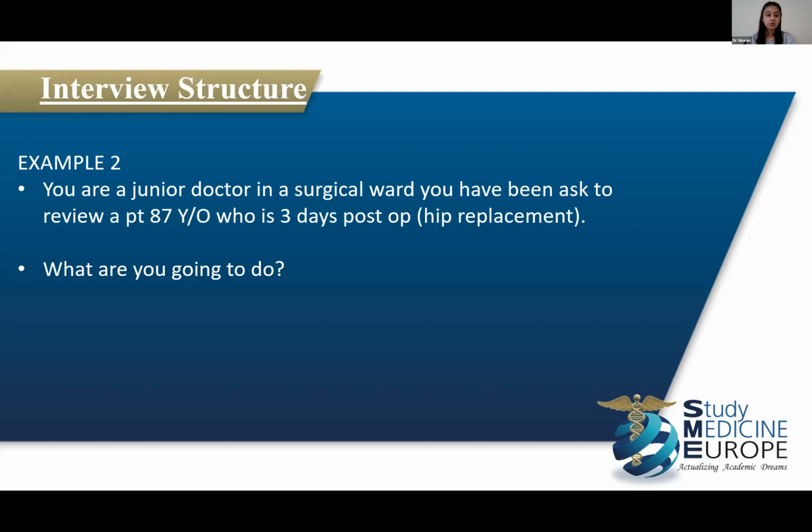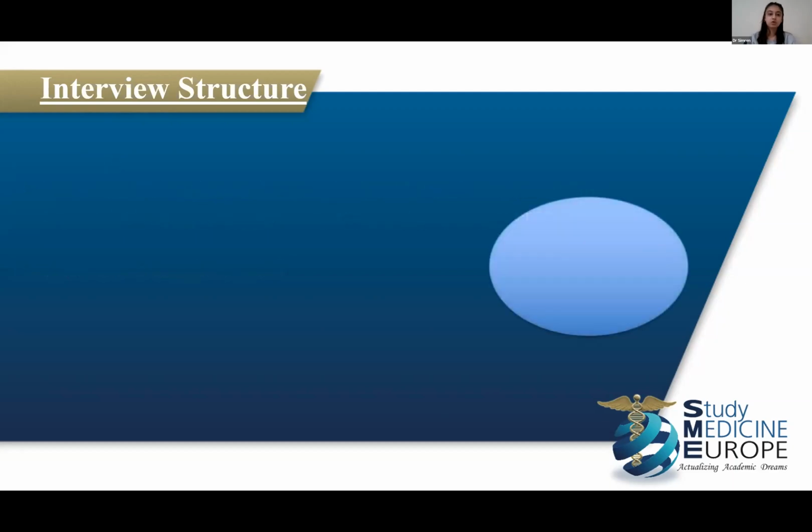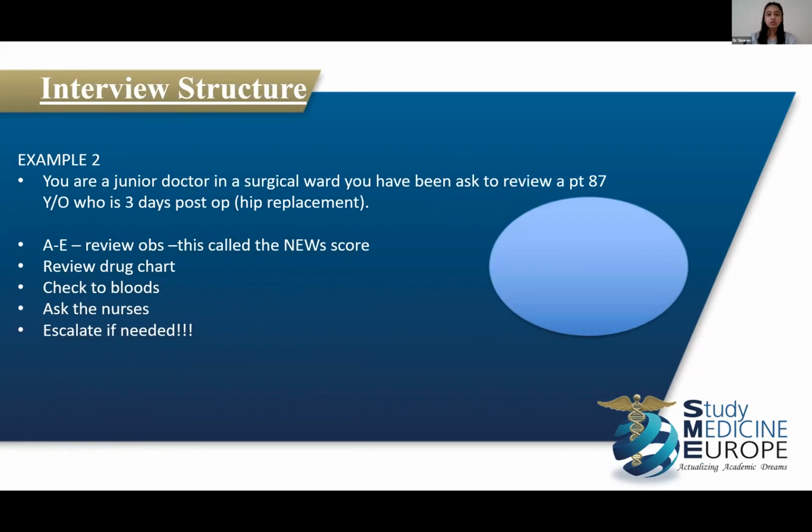So you're going to start with your A to E. You're going to do your A to E structure. You're going to say, check for airways, check for breathing, circulation, disability, exposure. You're going to ask to look at the NEWS score. Whenever you're put into this situation, you should say straight away, I want to know what the NEWS score is. And we're going to talk about that afterwards.